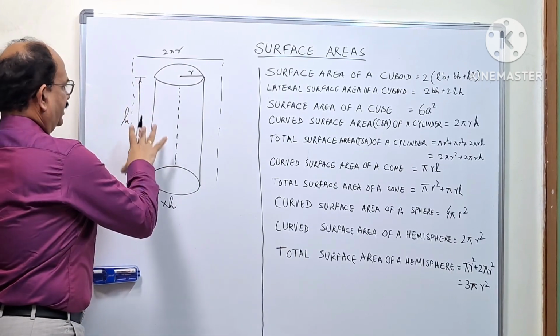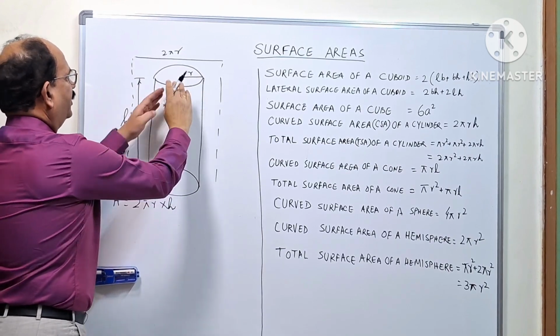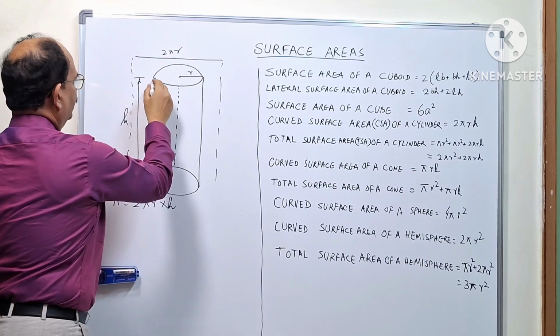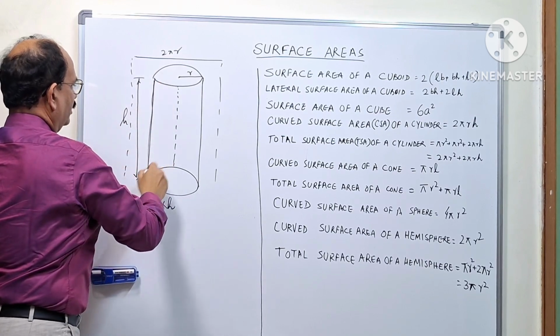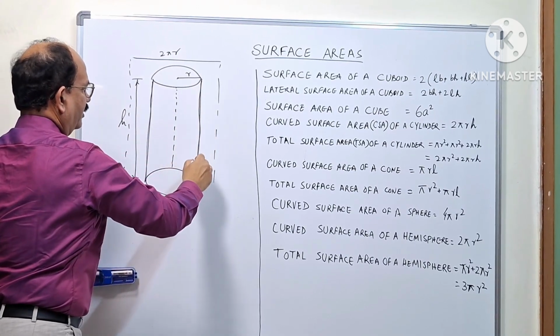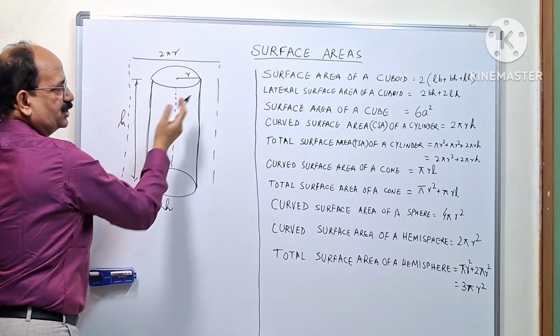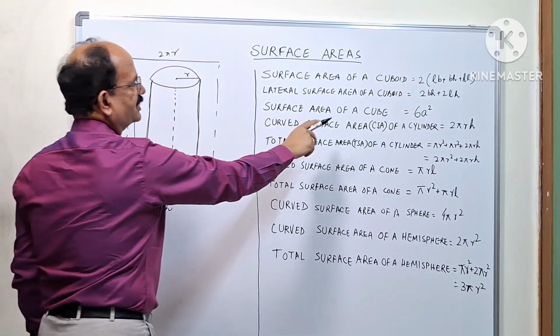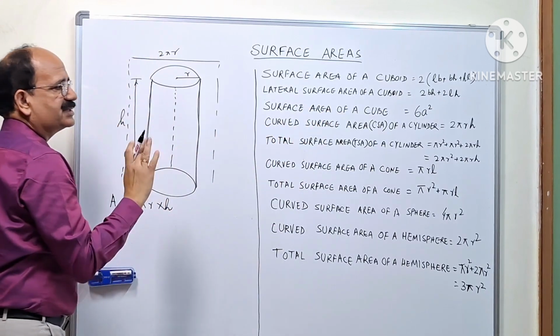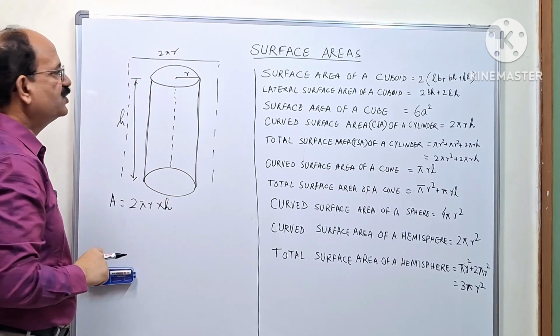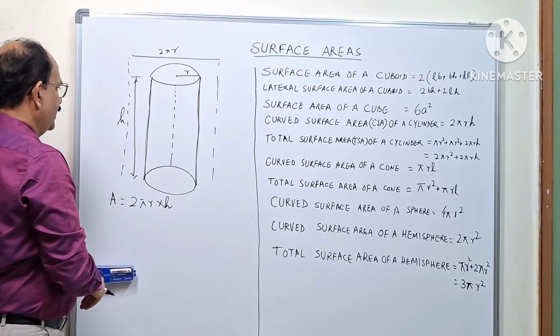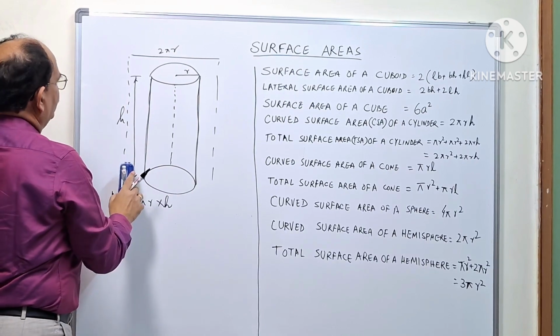Be clear that here we are talking only about the curved portion. This portion of the cylinder is the curved portion. So we are talking of the curved surface area, CSA, of a cylinder, and that is 2 pi r h. Now let's look at the total surface area of the cylinder.